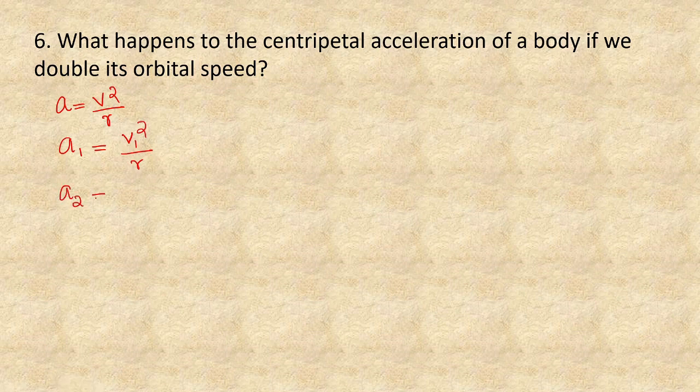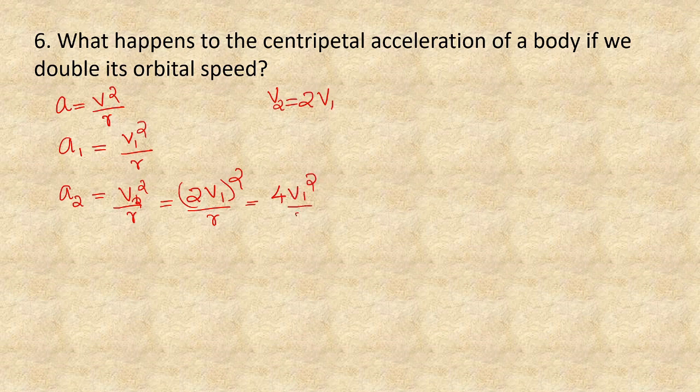What is a2? a2 is equal to, here the orbital velocity is doubled, that is v2 square by r. Here what is v2? v2 is equal to 2 times v1. So 2v1 whole square by r. What is (2v1) all square? That is 4 into v1 square by r.